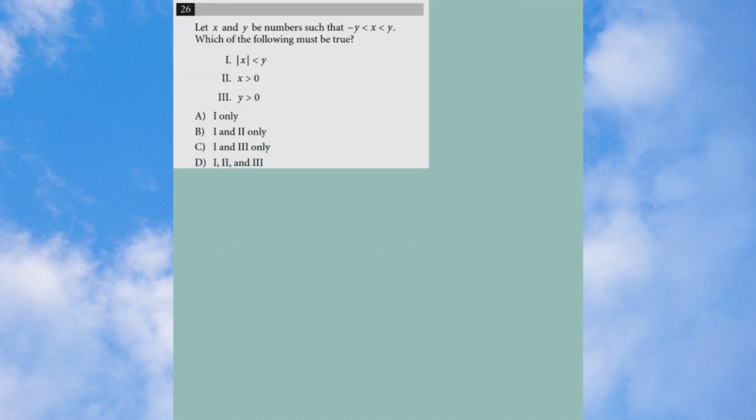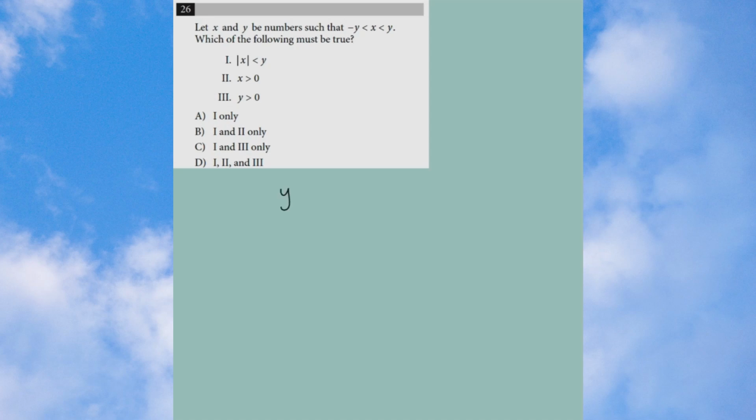Let x and y be numbers such that negative y is less than x, which is less than y. Which of the following must be true? 1: The absolute value of x must be less than y. 2: x must be greater than 0. 3: y must be greater than 0. Let's start with 3.